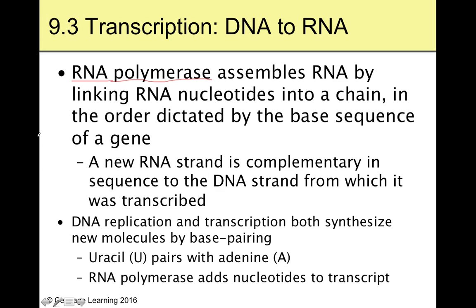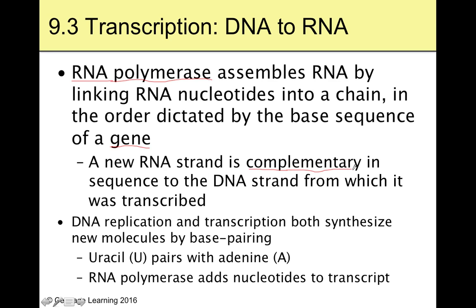RNA polymerase is going to assemble RNA by linking RNA nucleotides in a chain, and the order of that chain is dictated by the base sequence of the gene. So we copy the gene, only we make an RNA strand of the information in that gene. So the new RNA strand is complementary.